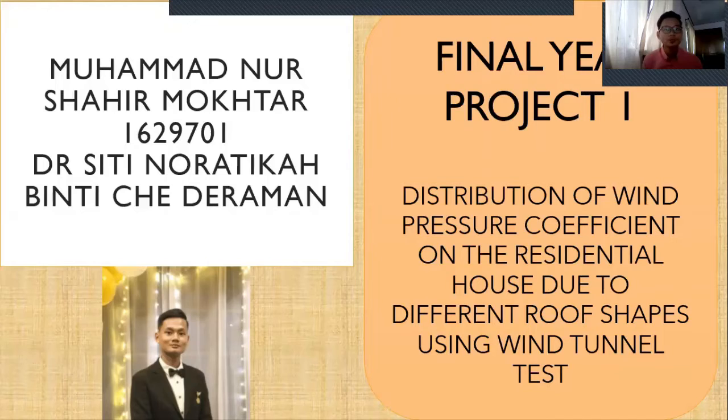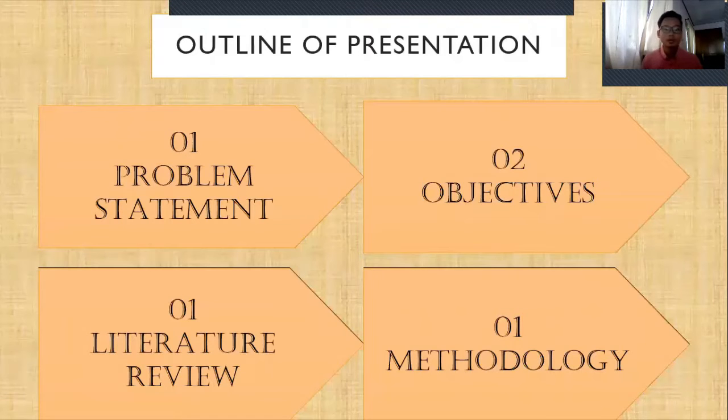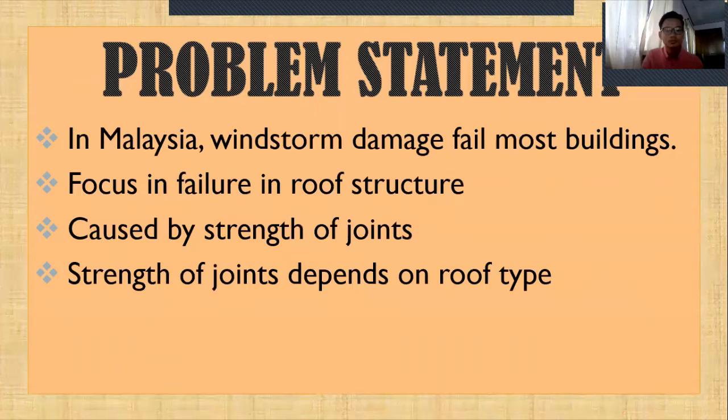Basically, Malaysia is located in Southeast Asia, so Malaysia will experience the wind impact on the monsoon and its coast. For the outline of this presentation, first I will talk about the problem statement, and the second one I will talk about the objectives, and then the literature review and methodology.